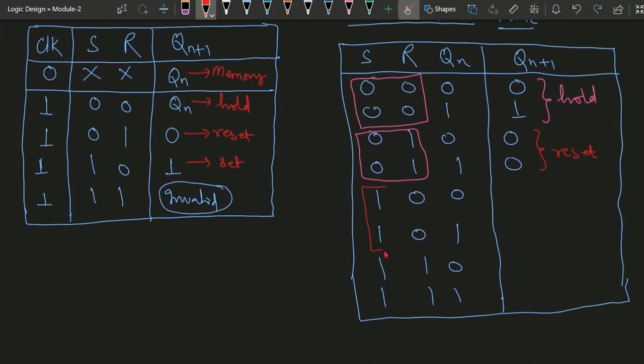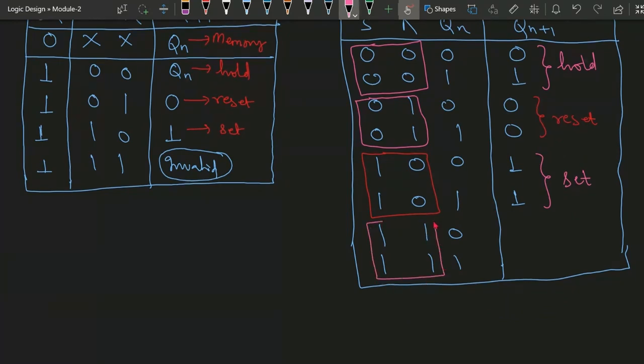Next is the condition where S and R are 1 and 0. For 1 and 0, Qn+1 is 1 irrespective of the current state. The current state is 0 or 1 for these cases, but irrespective of the current state, the output will be 1 only. This output of 1 is basically considered to be the set mode. So now we say that this flip-flop is working in set mode in this category.